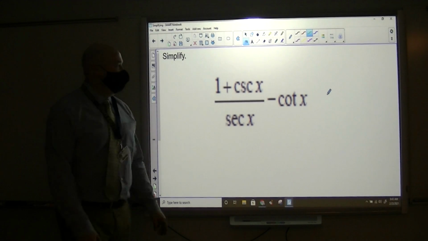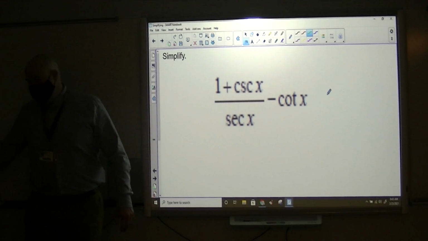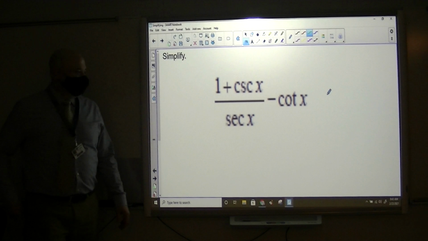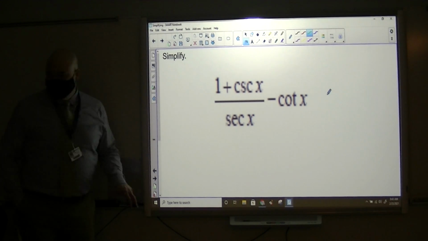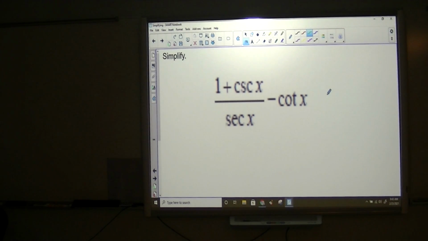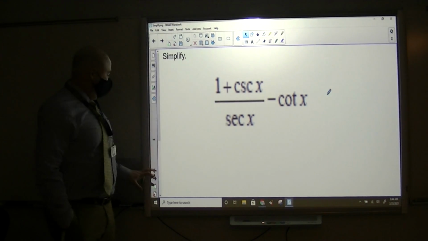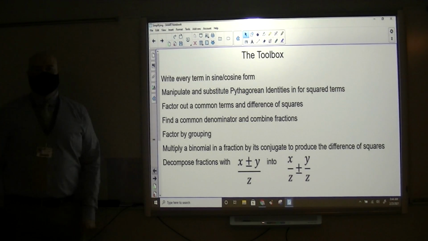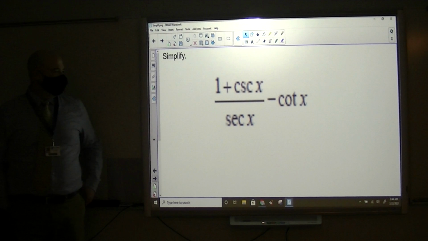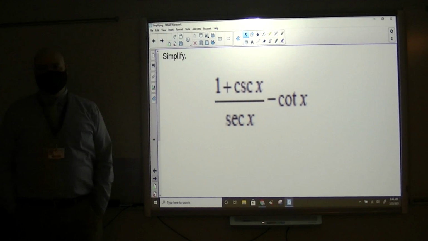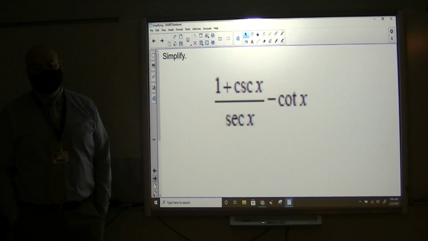All right, so let's talk about what we would do with this problem. How we could simplify this. Oops. I always forget that. Toolbox. Write everything in sine or cosine form. Yeah, I could do that. Okay? I could. Should I?